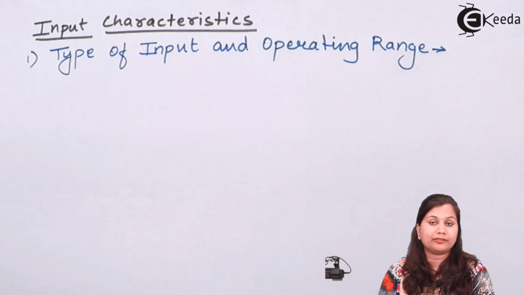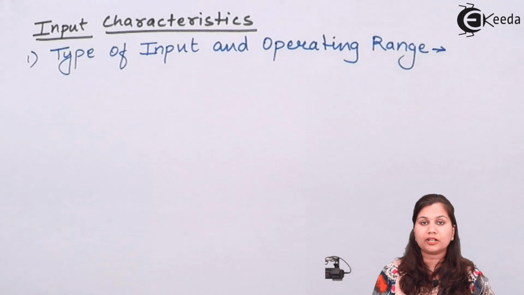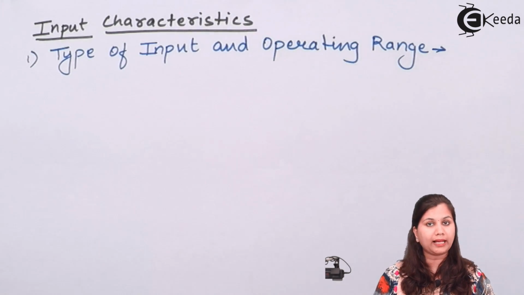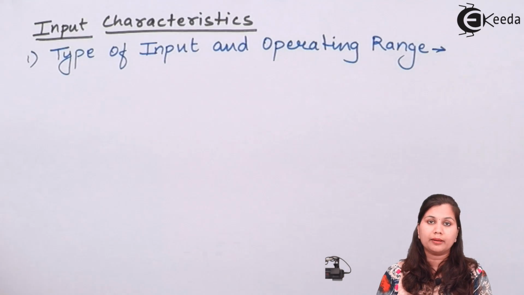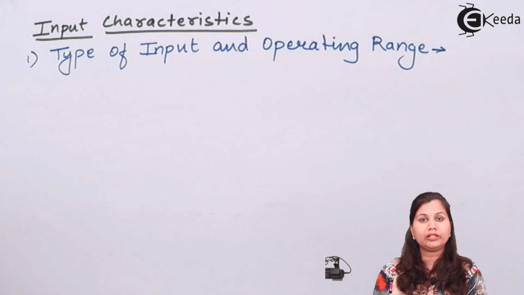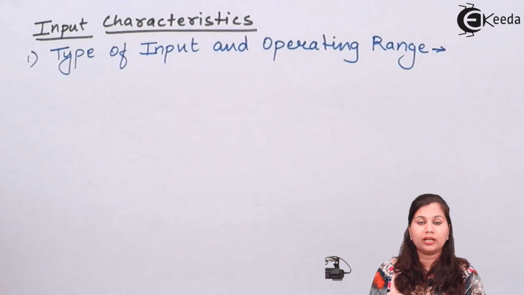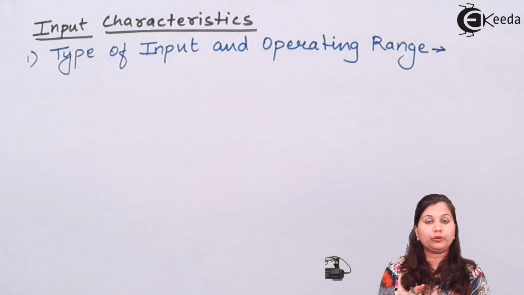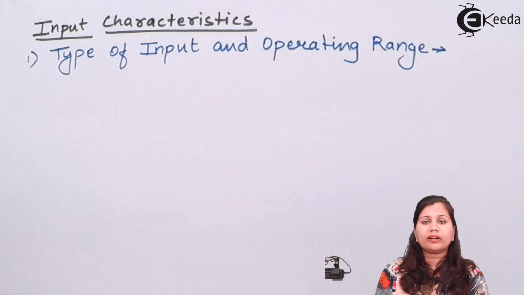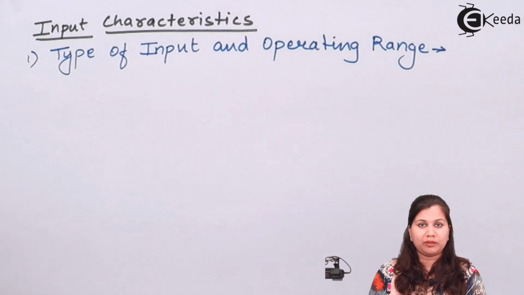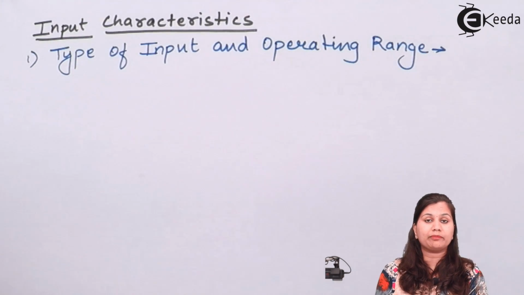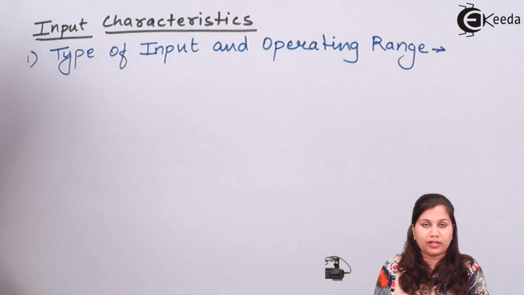It is the first and the foremost consideration whenever we are choosing the transducer for a particular application or for a particular measurement, because the transducer measures a physical quantity and converts that physical quantity into an electrical quantity. Okay, non-electrical quantity is converted into an electrical quantity. Now there are various types of parameters that can be measured by a single transducer, and also it is possible that one physical quantity can be measured by several types of transducers.